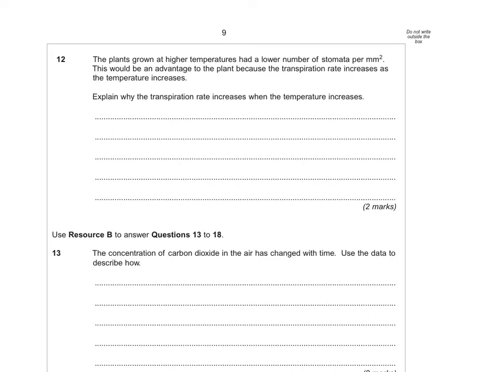So yeah, the plants grown at high temperature had lower numbers of stomata. Yes, we said that, didn't we? This would be an advantage to plants because the transpiration rate increases as the temperature increases. Explain. Oh, good. I do like an explain question because that means I can bring in my knowledge. Explain why the transpiration rate increases when the temperature increases. So anything to do with temperature. So higher temperature, higher temp equals greater kinetic energy. So there's faster diffusion of water.